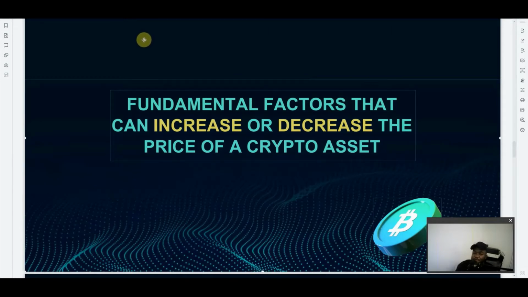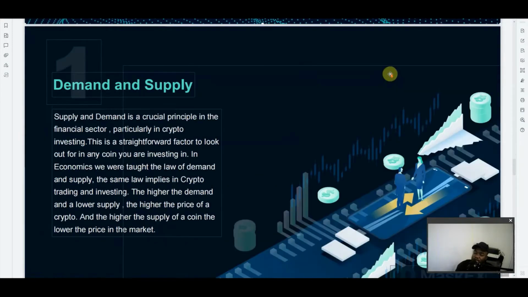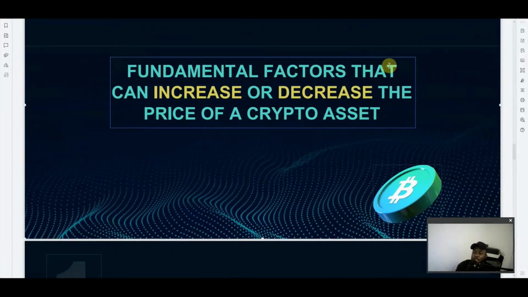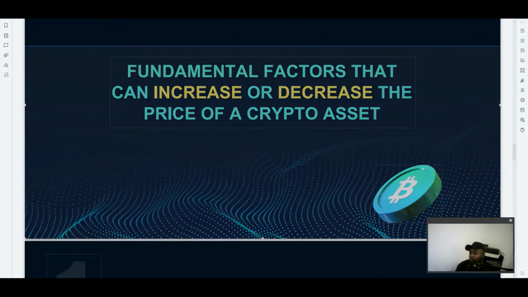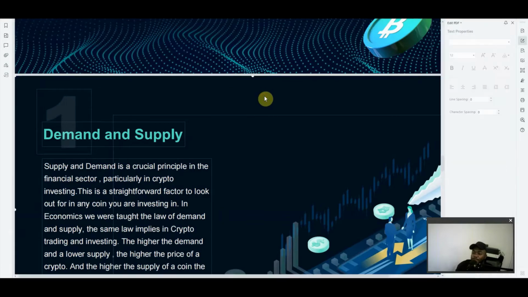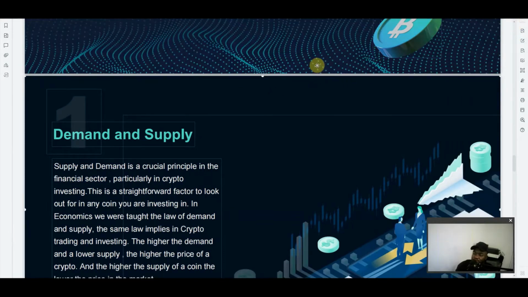In today's tutorial, I'm just going to go straight to the point, and the point here is we are talking about fundamental factors that can increase or decrease the price of crypto assets. That's the topic, and that's what we are going to focus on today. Now, what are those factors that can increase and decrease the price of crypto assets? Today's video is only based on fundamental analysis. It's been long since I did a video about fundamental analysis, and that's why I want you to pay attention to this video. These points I'm going to list here will help you not only for trading but also for long-term investment in the crypto sector.